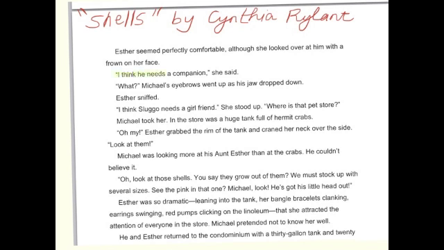I think he needs a companion. What? I think Sluggo needs a girlfriend. Where is that pet store? Oh my! Look at them! Oh, look at those shells. You say they grow out of them? We must stock up on several sizes. See the pink in that one? Michael, look, he's got his little head out.